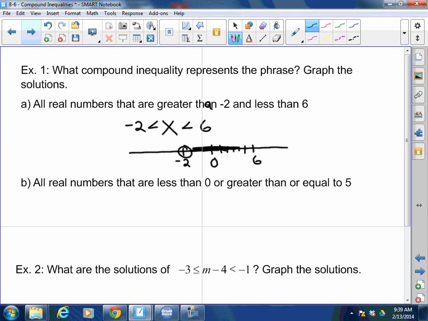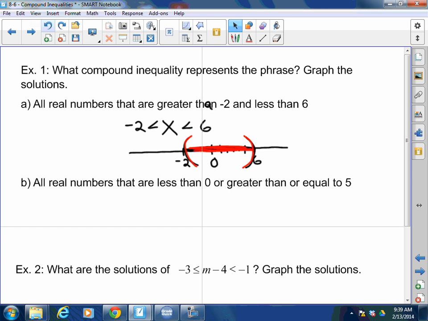Why did I put an open circle? Sorry, that's from my Algebra I class. Parentheses. It's greater than -2, and it's less than parentheses 6. So it's everything in between -2 and 6. That's the intersection. Does that make sense, my friends?